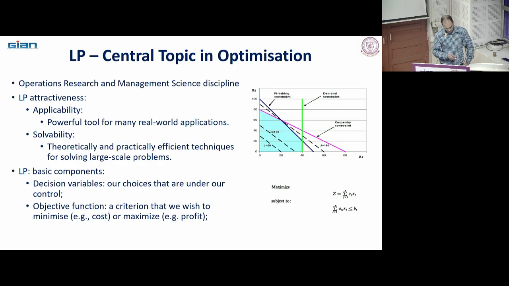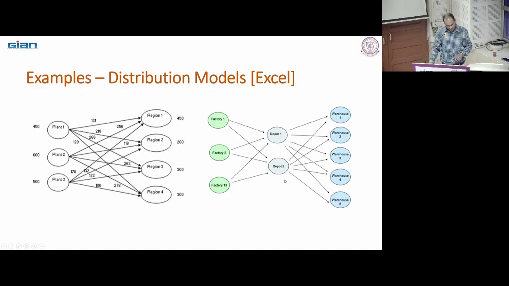Objective function, again minimization or maximization, and constraints. You can see this is one example of maximization of your profit subject to these constraints. In the examples, you could see you have the suppliers and the distribution centers, and in the second case you can see the factory, depot and the warehouse.